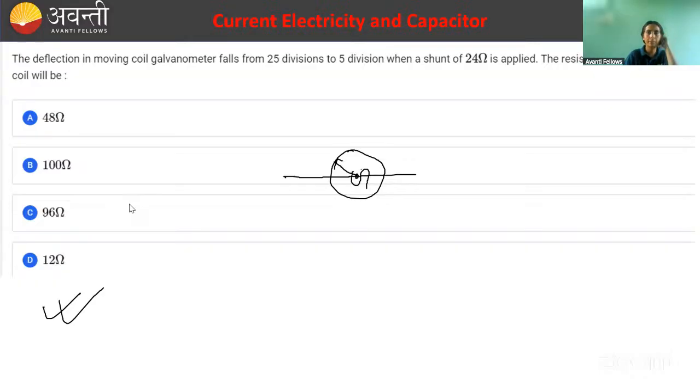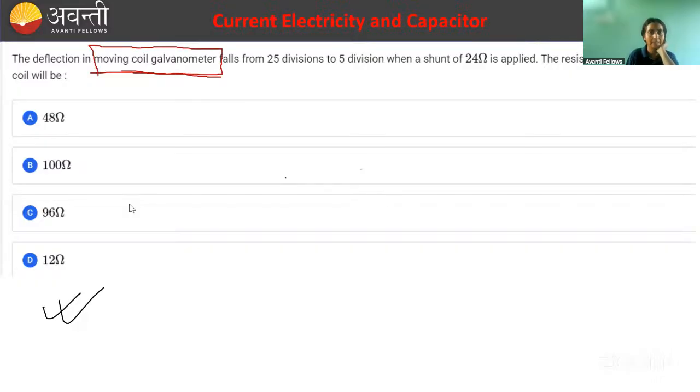Okay, it has been 2 minutes. So let me explain this question to you, what it is trying to say, or how you can go around this question. So it is saying that there is a galvanometer, and the deflection in a moving coil galvanometer, a type of galvanometer that we will read in magnetism, don't worry. So this is a galvanometer and deflection falls from 25 division to 5 division when a shunt is getting applied.